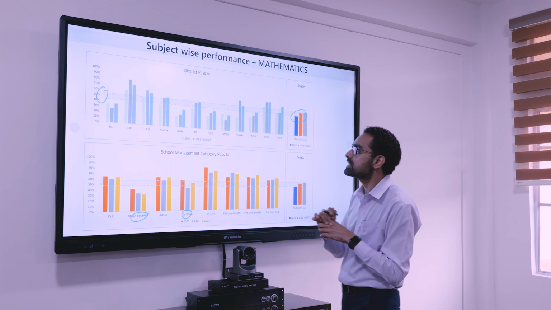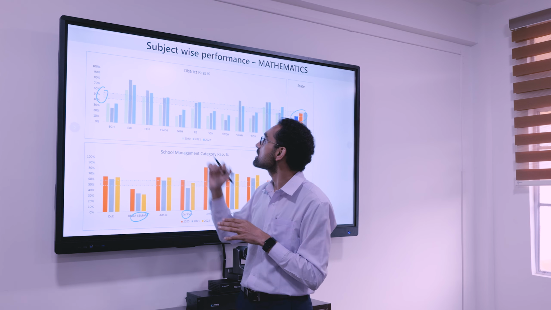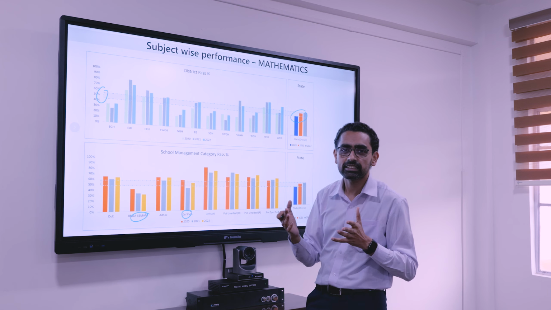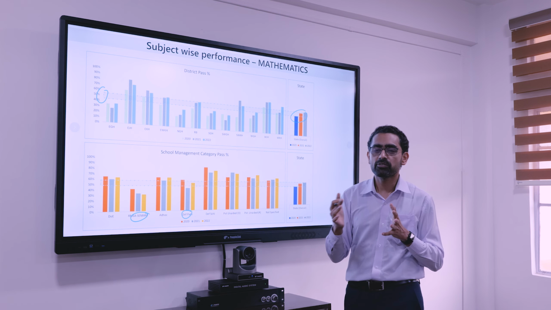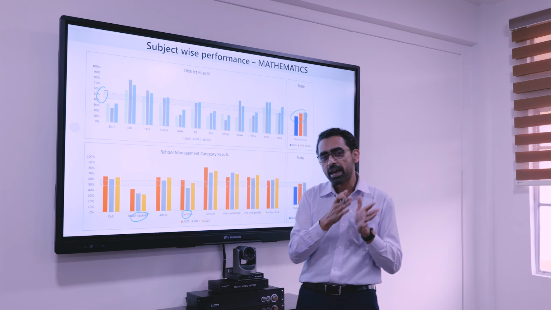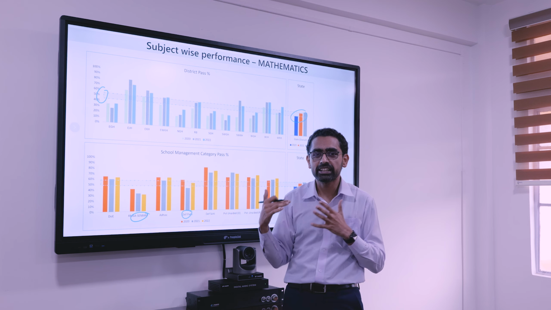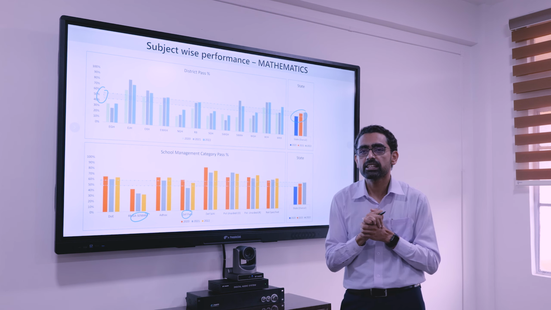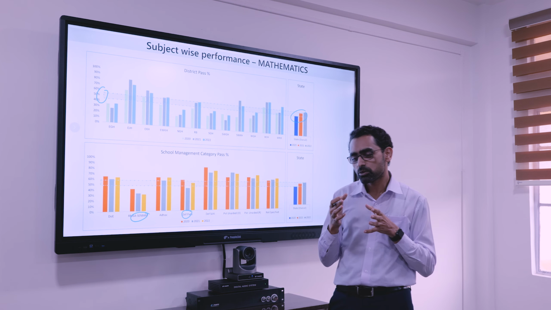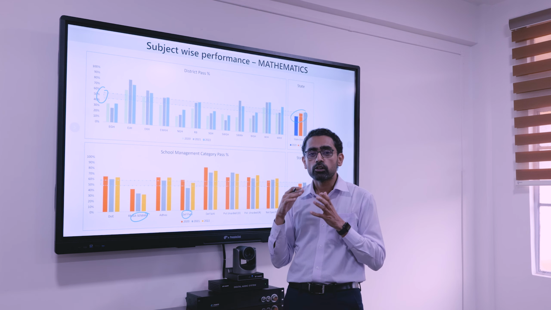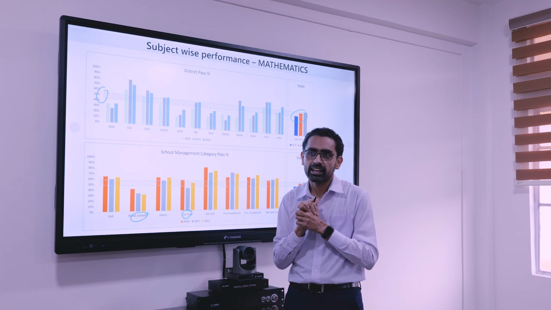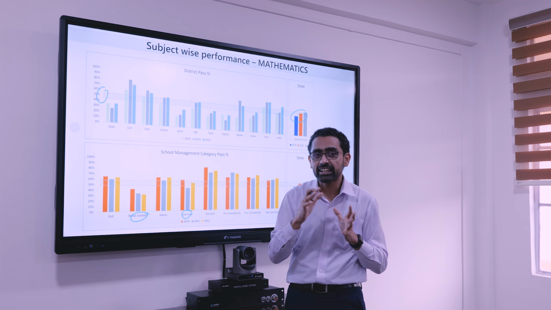But the major concern is that the pass percentage in mathematics is very low. In fact, when we see the pass percentage in maths and science, that is one of the reasons pulling the overall pass percentage down. So these are very important subjects for the foundation, especially for those who want to move into the science stream after their SSLC, and those who want to pursue engineering and technical jobs.